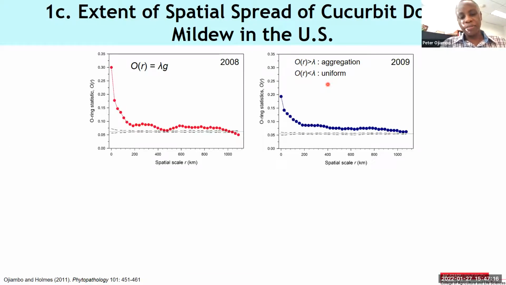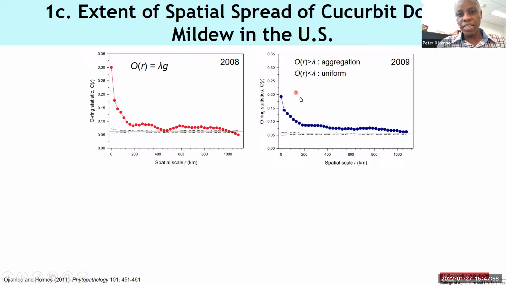We did this for both 2008 and 2009. I'm just going to explain this a little bit. On the x-axis you have the spatial scale, which is the distance. On the y-axis you have the statistic itself. There's a faint gray line, which is lambda, the intensity of the spatial process. The symbols, both red and blue, are the actual statistic at that particular scale. We can see that the statistic is much higher than lambda up to a distance of about 1,000 kilometers.